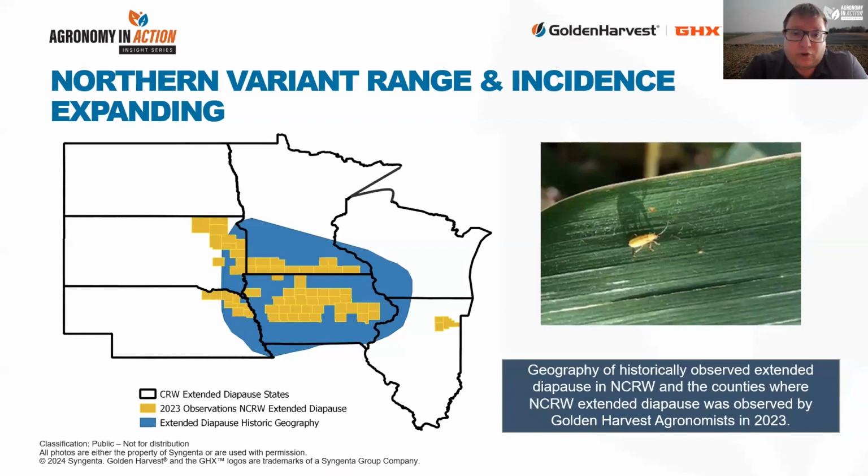What this map is showing us, in the blue, is the historic primary geography of where we've seen most of the northern variant of the northern corn rootworm. Through some work that the Golden Harvest agronomy team did, it's not all-encompassing, but where our agronomists have done sticky traps and looked at what's going on, those are the yellow boxes. We can really see that the presence of the variant was very high in Iowa, Minnesota, parts of northeast Nebraska, as well as eastern South Dakota this year.